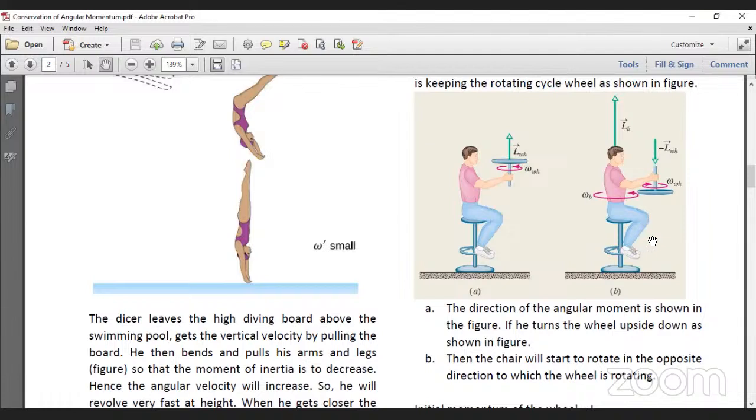Angular momentum is not changed here, right? The direction of the angular momentum is changed, but without applying any torque. But you can't change the angular momentum without giving a torque on it. So then what's happened here? Now the angular momentum is downward. That's why I put minus. But initially the angular momentum should be upward.